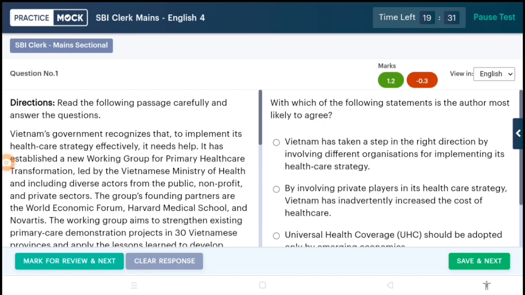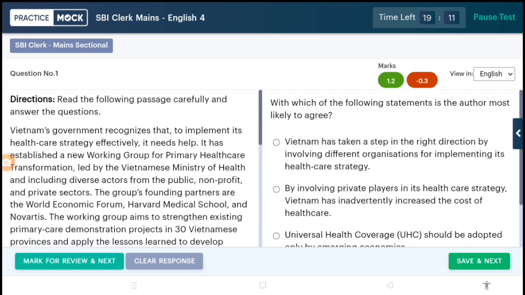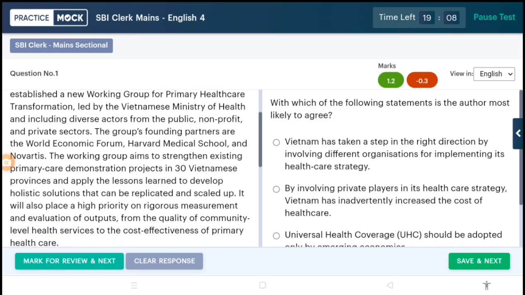First question. This is reading comprehension. Vietnam's government recognizes that to implement its healthcare strategy effectively needs help. It has established a new working group for primary healthcare transformation led by the Vietnamese Ministry of Health and including diverse actors from the public, non-profit and private sectors. The group's founding partners are the World Economic Forum, Harvard Medical School and Novartis.